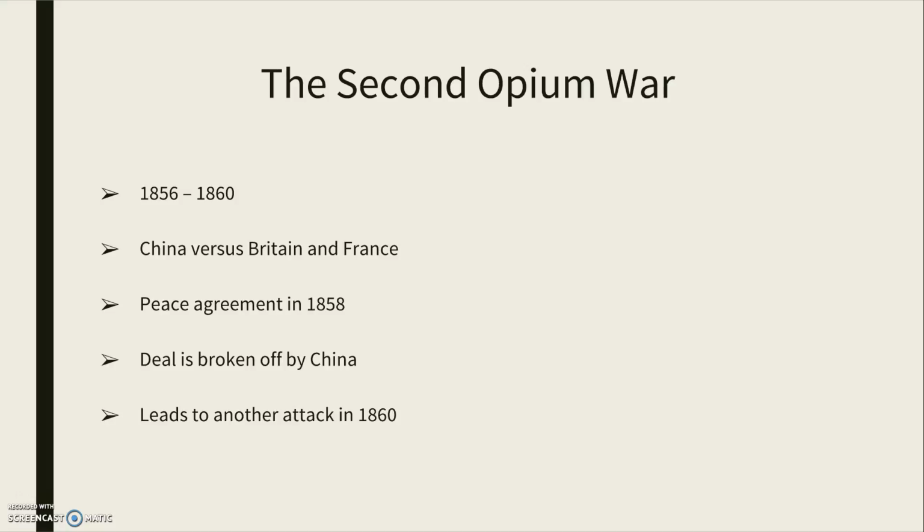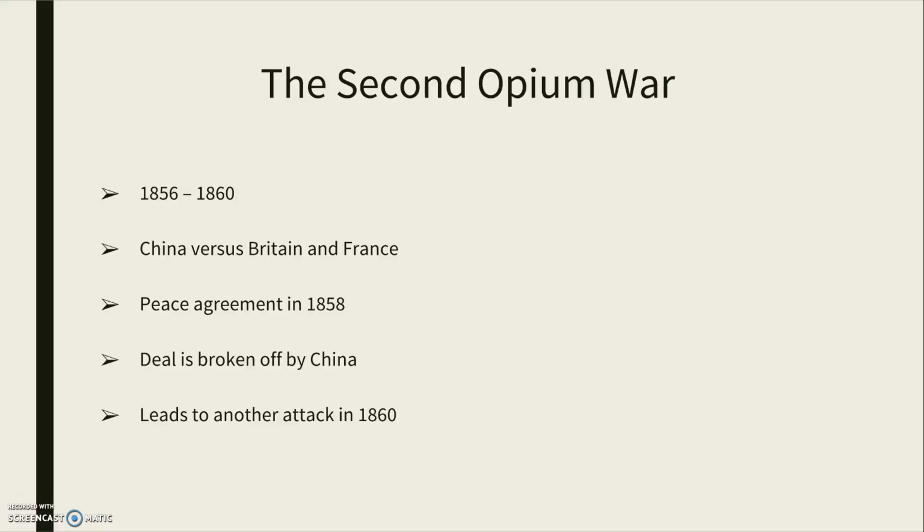And in response, British sent another fleet, and this time they were accompanied by the French. And actually, once again, the Chinese still didn't have good military technology, and they were once again defeated. And actually, when China broke off their deal after the peace agreement in 1858, it led to the even larger scale of attack by the Anglo-French, and that occurred in Beijing.